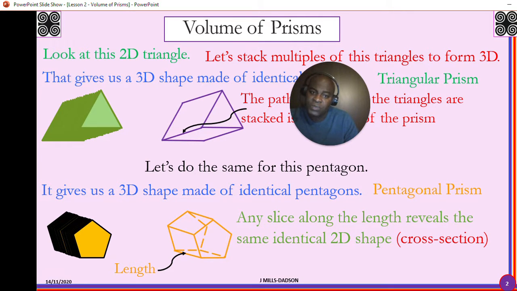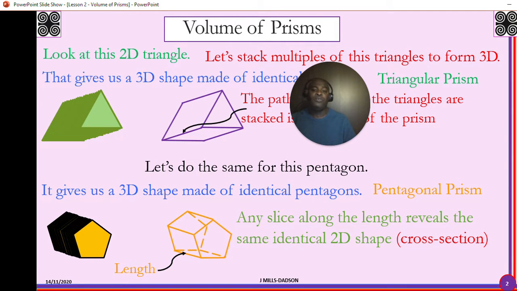What is a cross section? Anytime that you slice a prism along the length, it reveals the original shape that is used to create the 3D. So the original shape that reveals itself when a slice is done along the length is called the cross section. So here the cross section is a pentagon, the cross section is a triangle.